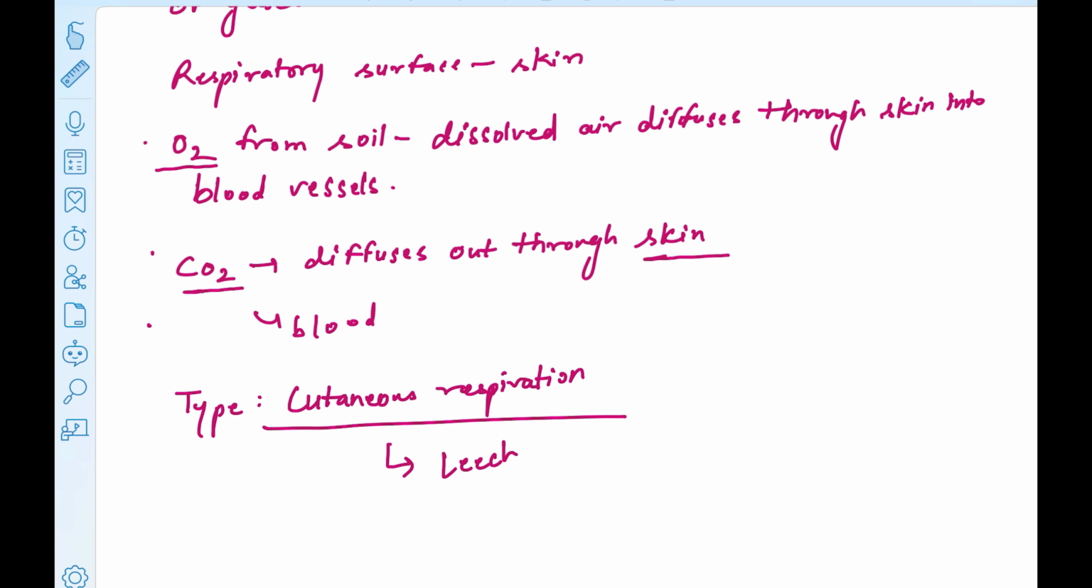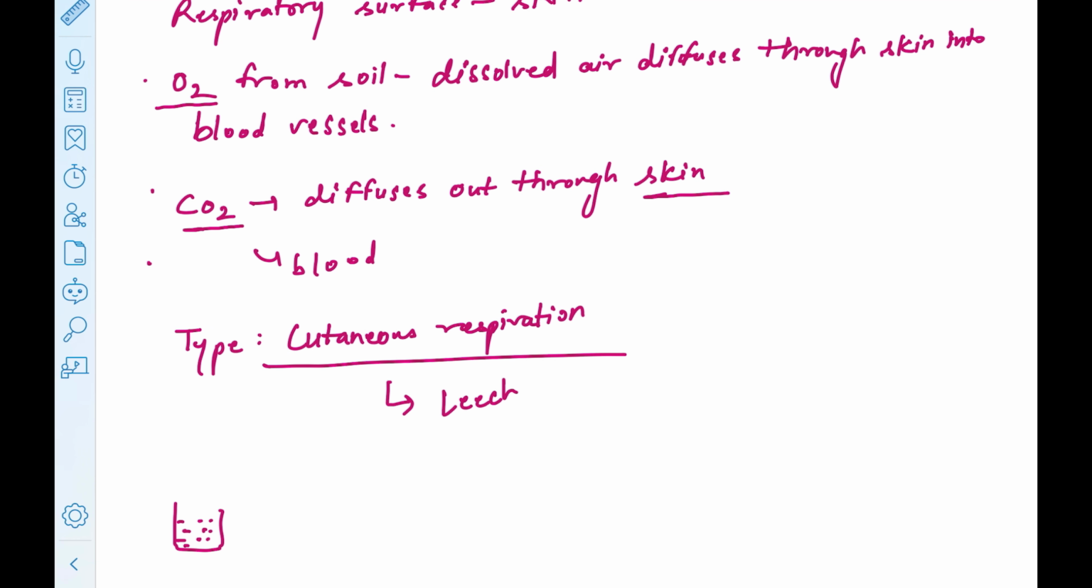And we know earthworms live inside the soil. When it rains, earthworms come out of the soil. Why? Because of the excessive rain, the pores of the soil get blocked by water and earthworms are unable to breathe, respire. That's why they come out of the soil.